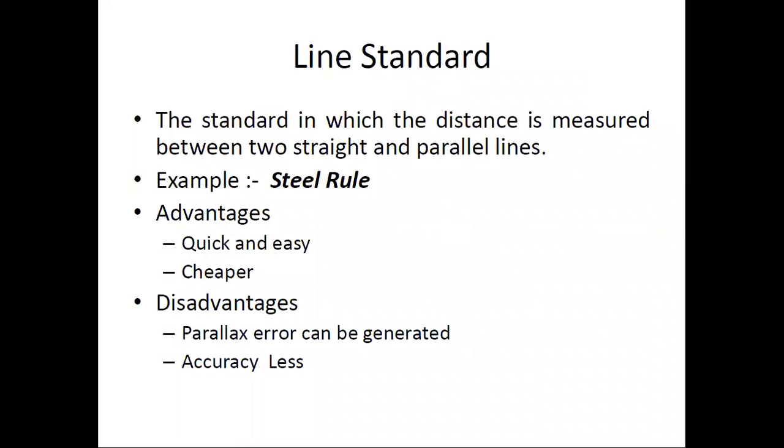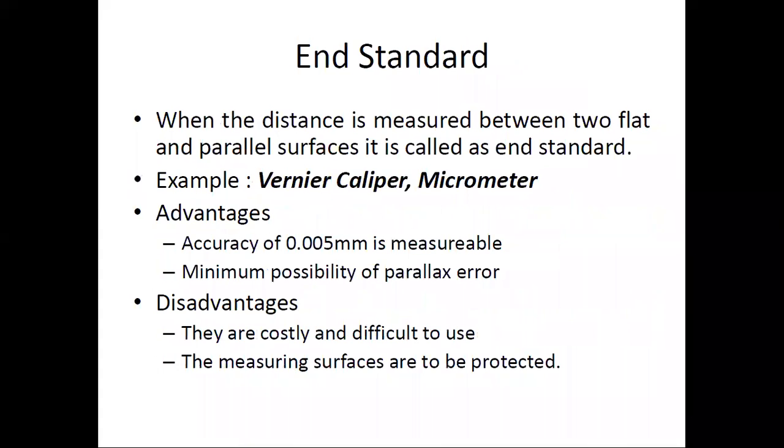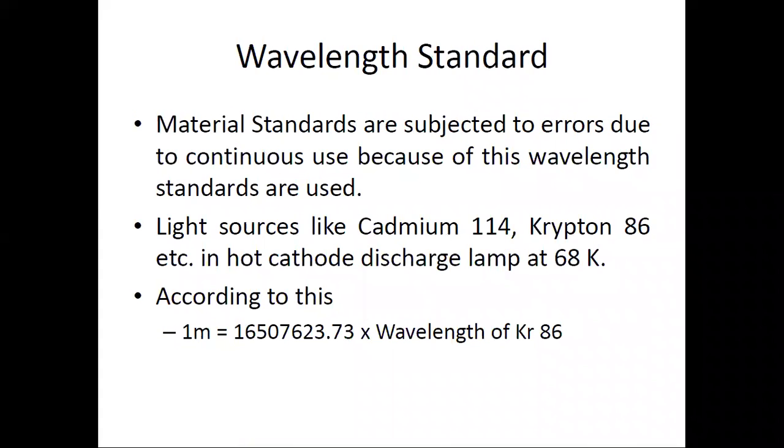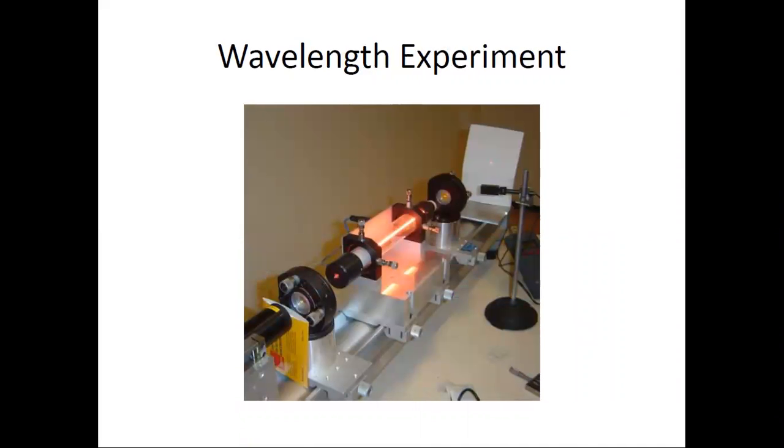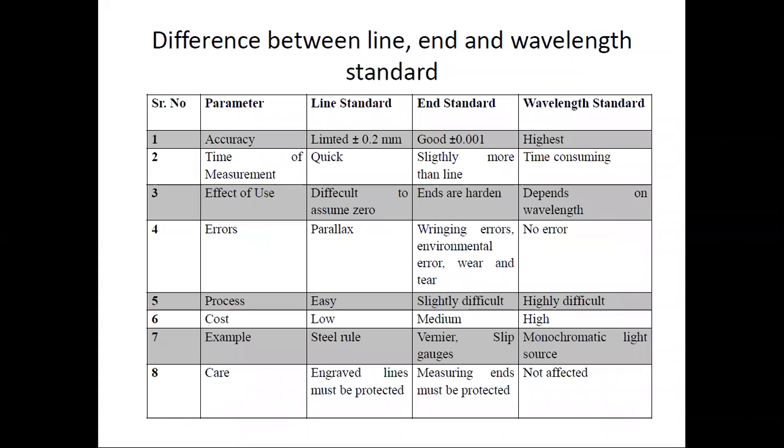Then we already saw what is meant by line standard, end standard, and wavelength standard, and how they are useful for us during the measurement. There are some examples of wavelength standards. We have already covered this part. What is the difference between line, end, and wavelength standard?